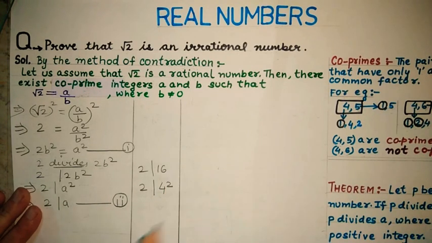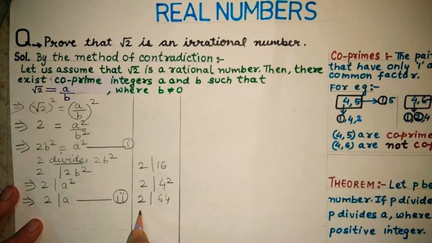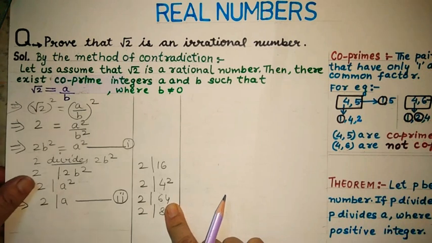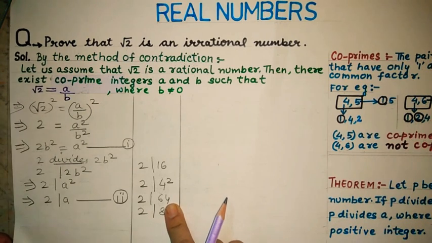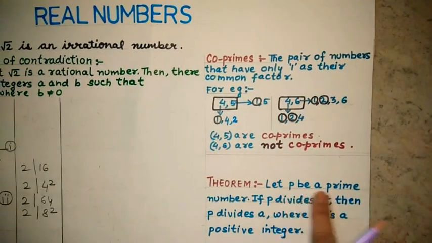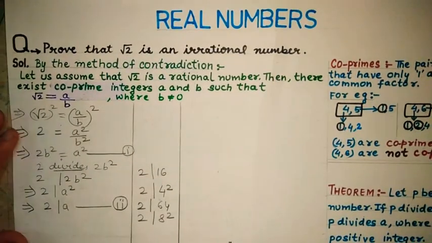Another example you can take, suppose 64. It is also a perfect square number which is divisible by 2. 2 divides 64, so 2 divides 8 square. So this implies that 2 divides 8. Although there is a theorem which you can use in support of this argument. What is that theorem? Let p be a prime number. If p divides a square, then p divides a, where a is a positive integer.